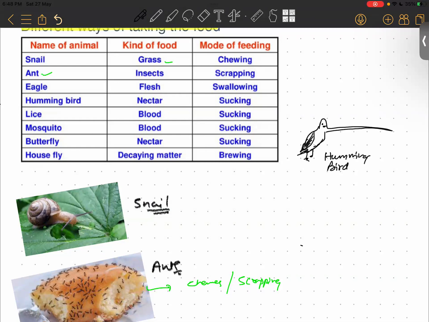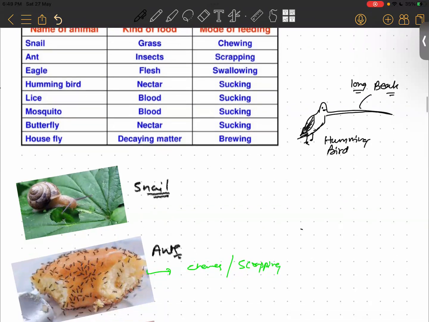Hummingbird. Look at its beak. This hummingbird has a very long beak, and they survive by eating nectar from flowers. Basically they take up the juicy material from the flowers, which is called nectar. They suck the liquid from the flowers. So it has a very long beak.